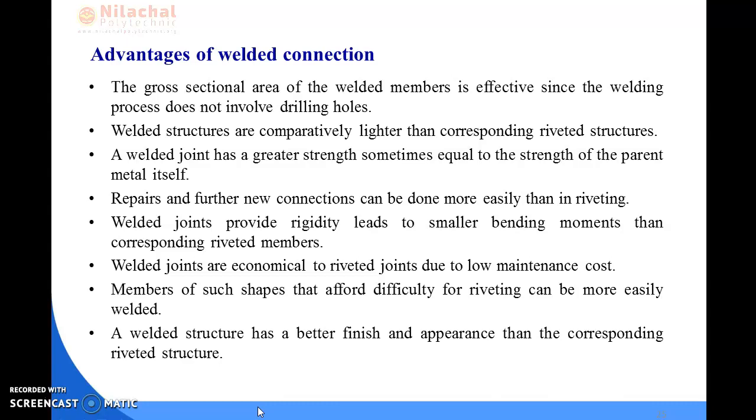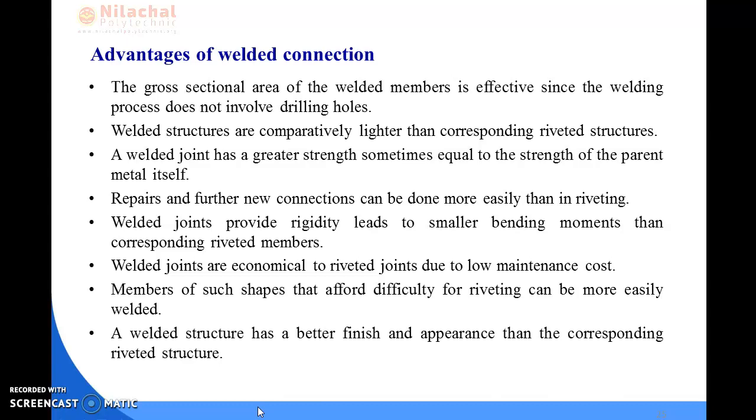The next one is that welded joints provide rigidity, which leads to a smaller bending moment than the corresponding riveted member. So in case of a welded joint, a structure gives a small bending moment instead of a riveted joint. Then welded joints are economical compared to riveted joints due to low maintenance cost.